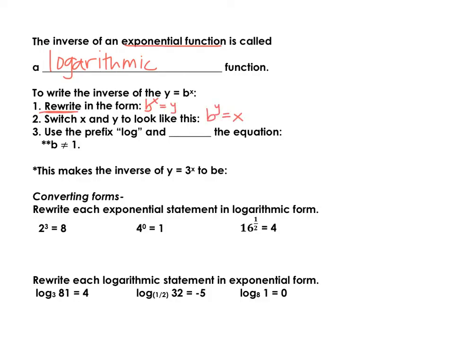When asked to write the inverse for the line y equals b to the x, notice b is the base for that equation. So up above, that just means b would equal 3. X is the exponent and y is the output on that left-hand side.